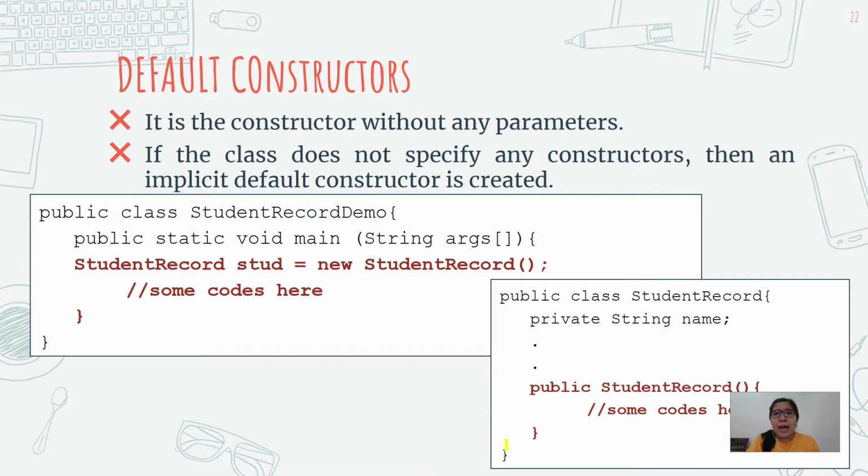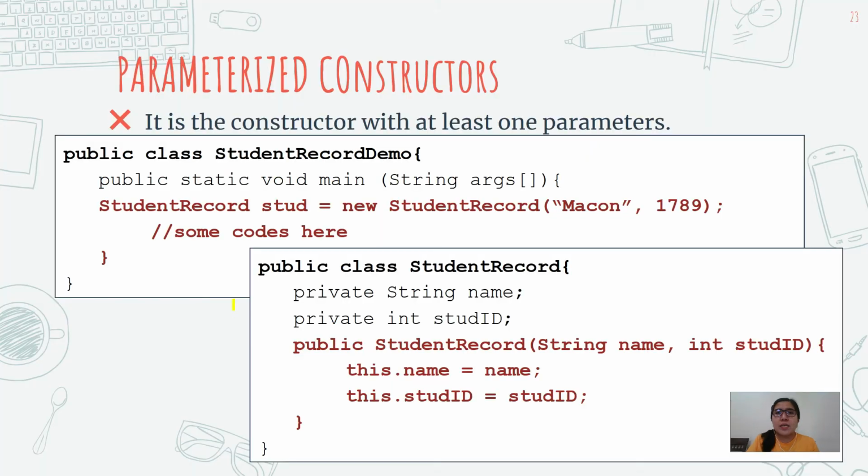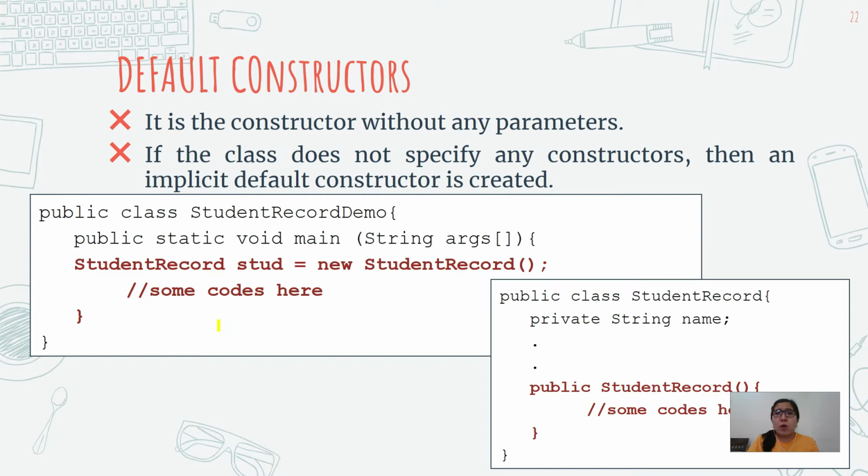So later on, we'll have an example coding or programming applying those. Let's have first a short discussion. We can categorize constructors into two. We have the default constructor and the parameterized constructor. When we say default constructor, it is the constructor without any parameters, meaning it does not contain any parameter. So if the class does not specify any constructors, then an implicit default constructor is created.